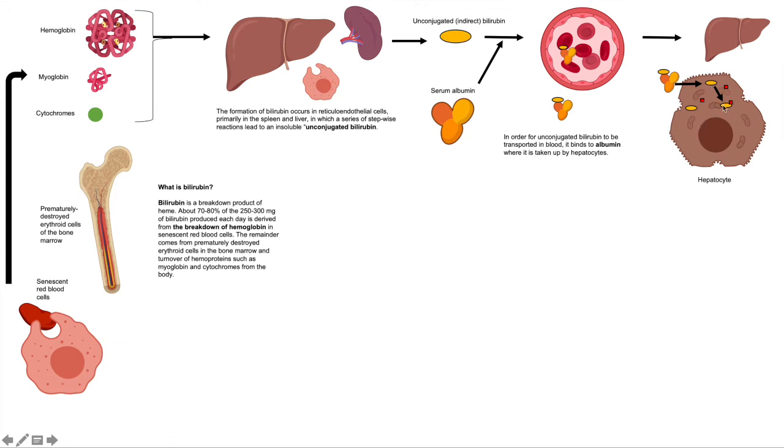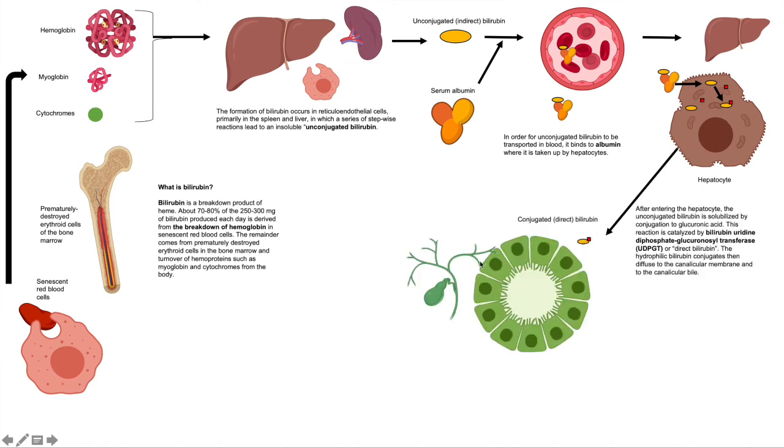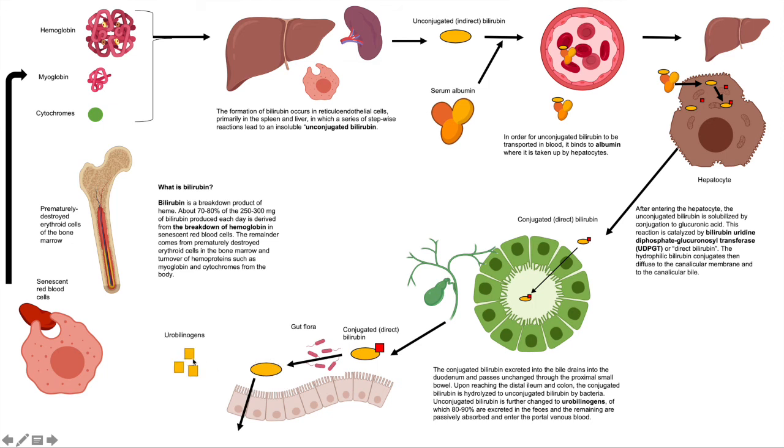So once the unconjugated bilirubin becomes conjugated, it's then excreted into the biliary system, where it eventually gets transported to the gut. And at this point in the gut, the conjugated bilirubin is broken down by gut bacteria into urobilinogens, most of which gets excreted in the stool, and the rest are passively reabsorbed into circulation. This concludes the normal cycle of bilirubin metabolism.